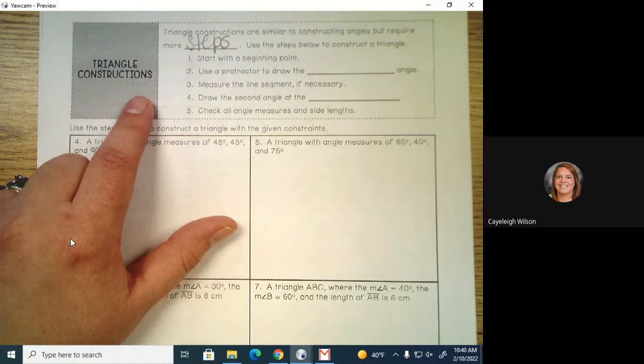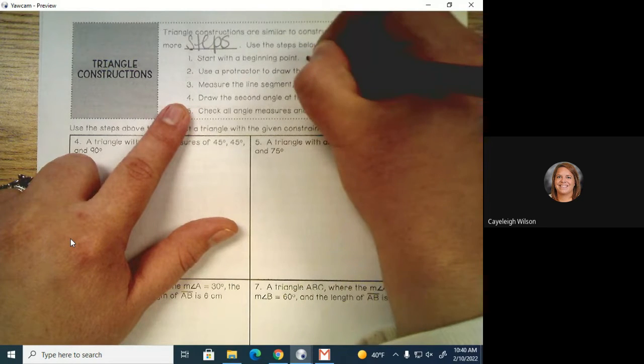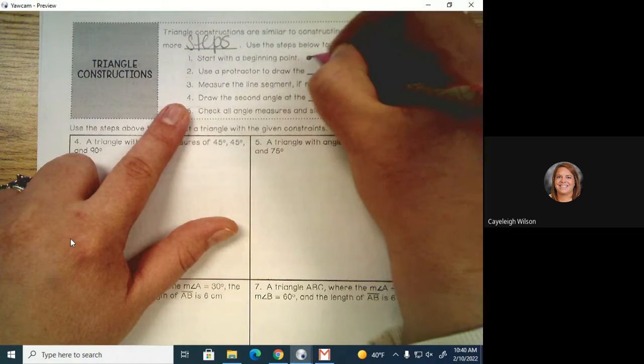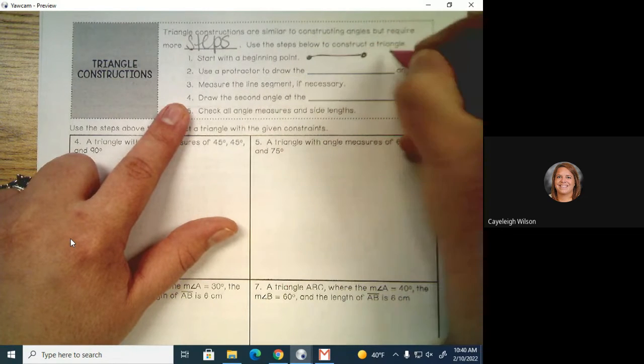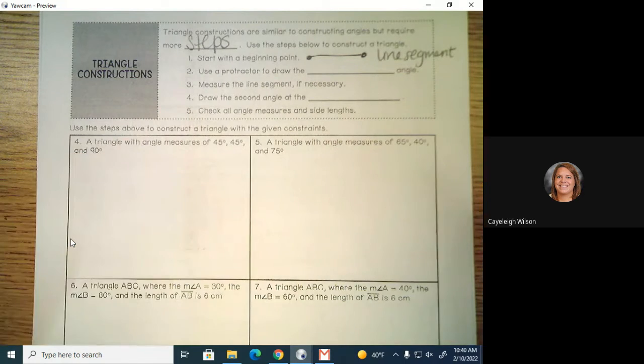Use the steps below to construct a triangle. So step 1 is going to be to start with a beginning point. So what that means is you're going to draw a line segment with 2 little dots on it, okay? Sometimes they're going to tell you how long they want it. Sometimes they're not going to tell you anything about the line segment, and it's up to you to see how long you want to put it. But you always want to draw a line segment first with a dot on each end.